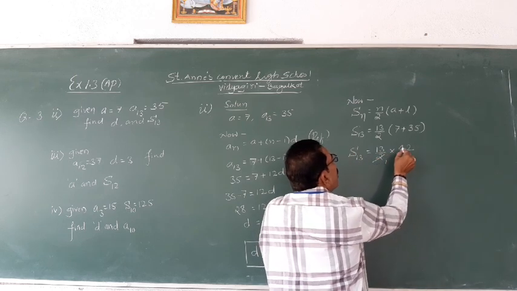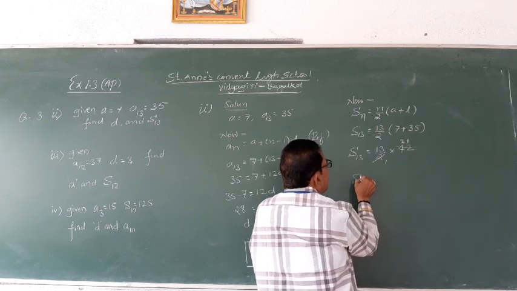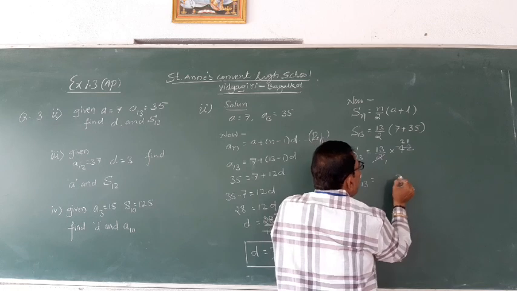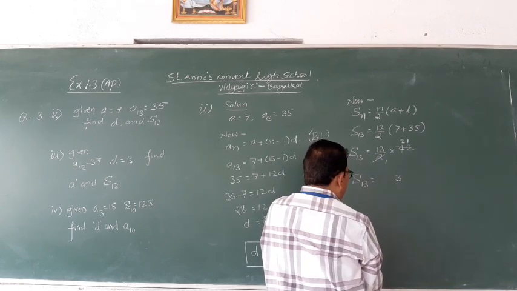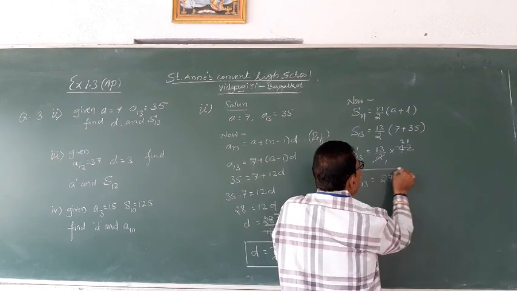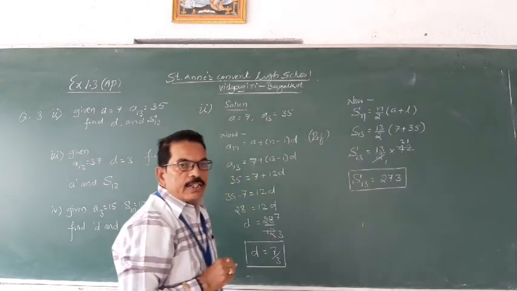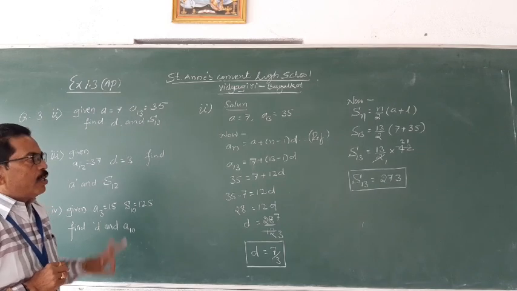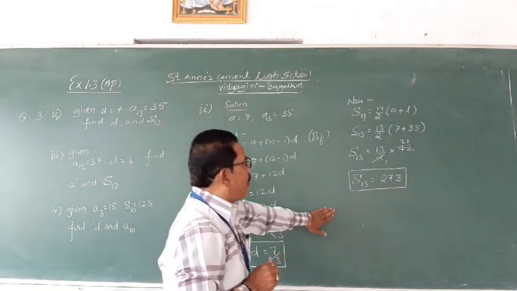2 21s are 42. That is S13 equals 13 into 21. 13 1s are 13. Carry 1, 13 2s are 26 plus 1, 27. S13 is 273. See, we have learned two formulae related to that Sn formula.